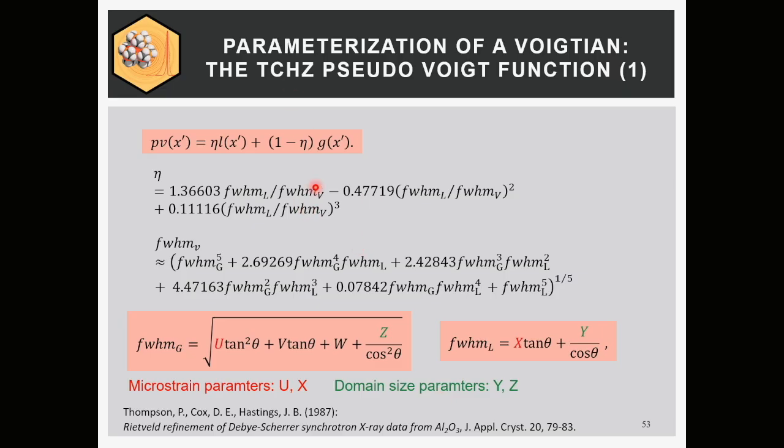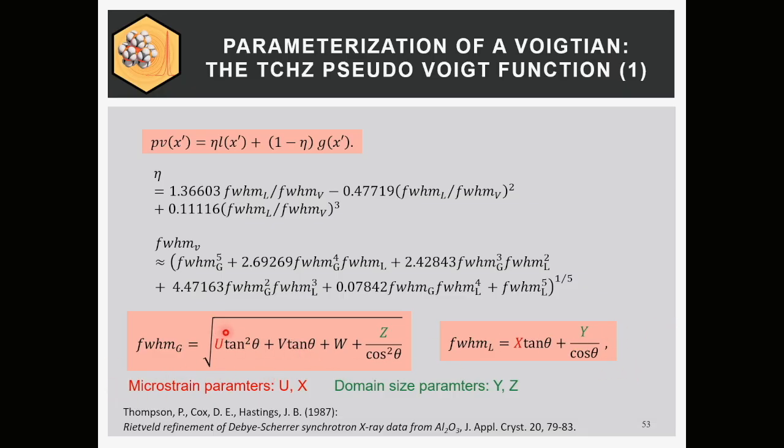They actually fitted the mixing parameter, which is a mixing parameter between Gauss and Lorentz. So they say the pseudo-Voigt is a linear combination of nu times Lorentz plus 1 minus nu times Gauss. So nu is a mixing parameter, and the mixing parameter is fitted by a polynomial of 3rd degree, and the full width at half maximum then is fitted by a polynomial of 5th degree. And the dependency on 2 theta is this function.